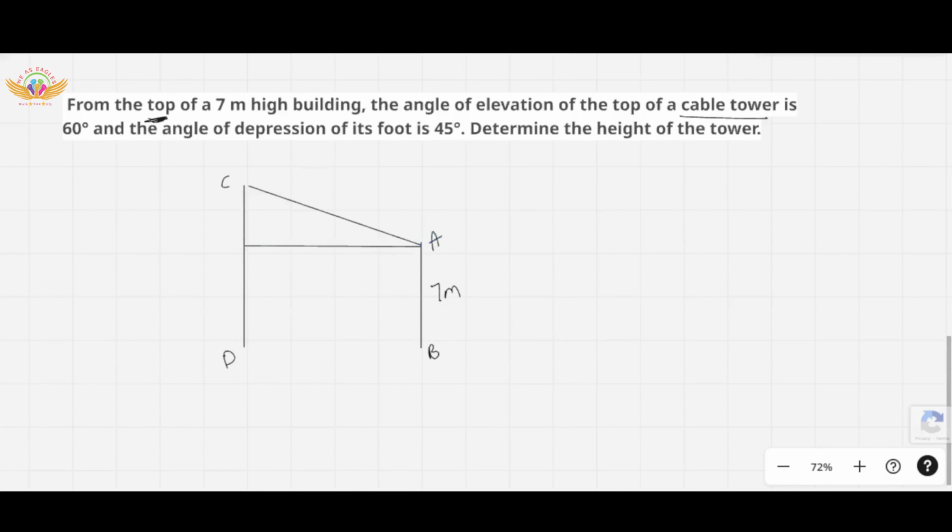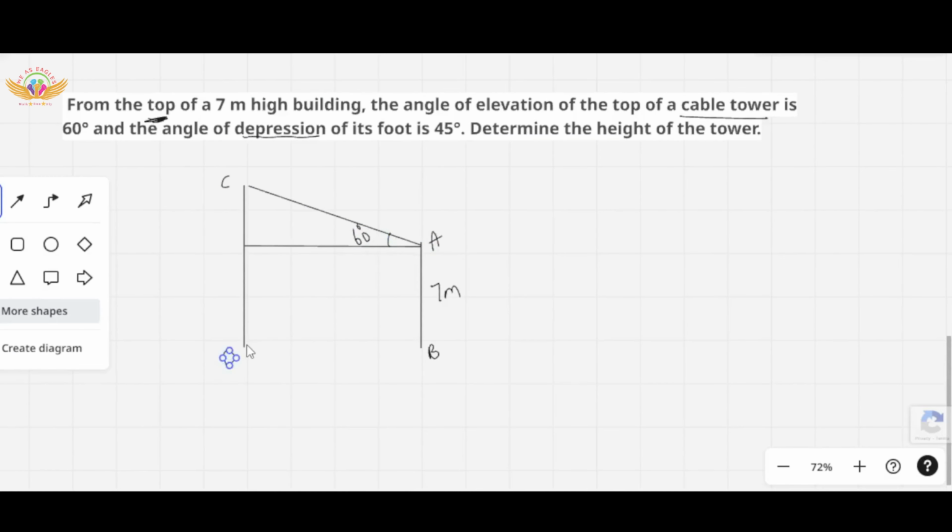Yes, done. So the angle of elevation is how much? 60 degrees. Okay, done. And then what did they say? The angle of depression. So I think this is the very first question where the angle of depression came. So the angle of depression of its foot is 45 degrees. So from here, from the top of the building to the foot of the tower. This is the building's top to the foot of this tower.